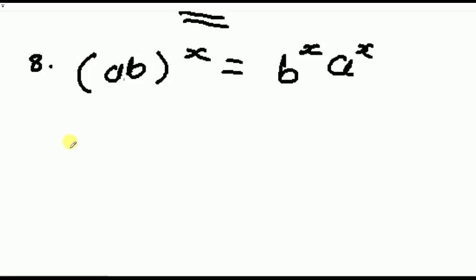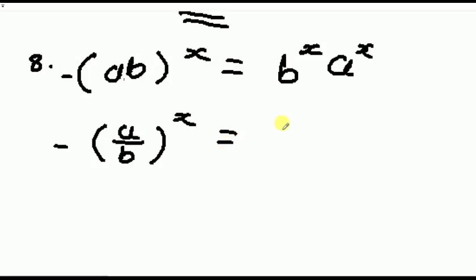And the other one, so this is the first one. The second one is open bracket A over B, let me write it plain, so that you don't get confused, to the power x, all equivalent to A to the power x divided by B to the power x.